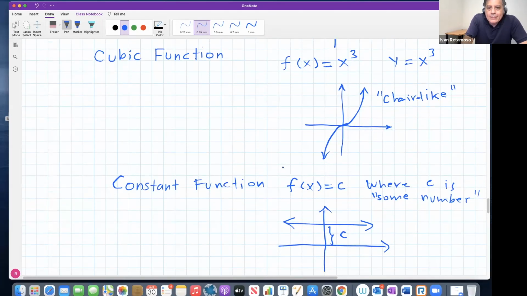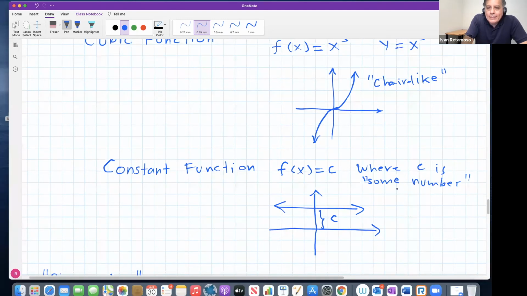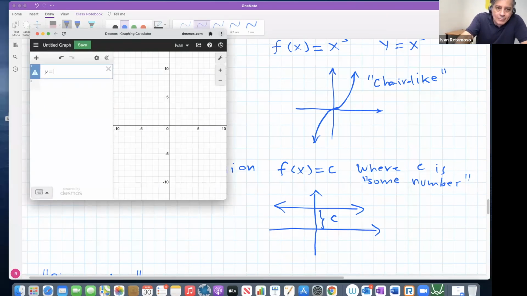Next, the constant function, f of x equals c, where c is some real number. Could be positive. In that case, the graph will show this horizontal line above the x-axis. In case c is negative, horizontal line below the x-axis. Again, you want to check this out. Let's say y equal 4. Horizontal line at level 1, 2, 3, 4 here, right? If it is negative, let's say y equal -3, the horizontal line will appear now below the x-axis, right? But what is important is that you recall that for constant functions, the graph is a horizontal line.